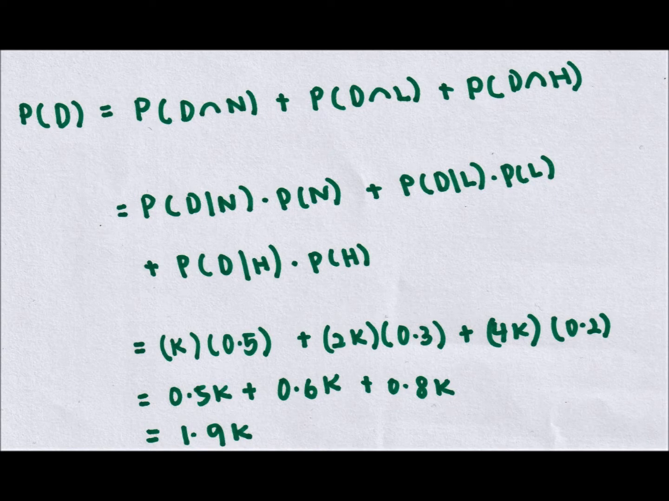Again, we're going to use the assumption that we made. So we just plug into the equation. We get k times 0.5, plus 2k times 0.3, plus 4k times 0.2. So we're going to get 0.5k plus 0.6k plus 0.8k. So the total is 1.9k. So the probability for people who die in the 5 years is 1.9k.